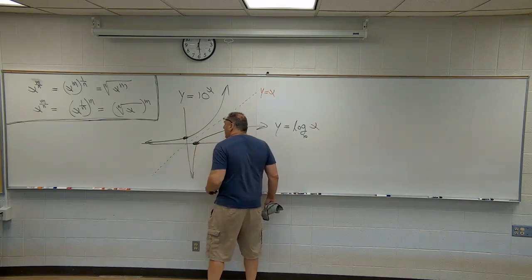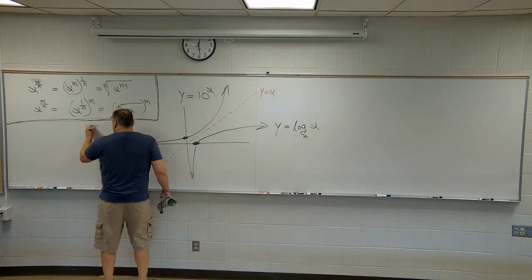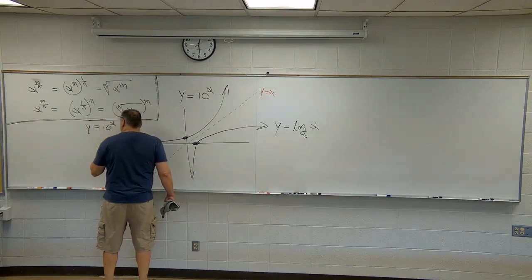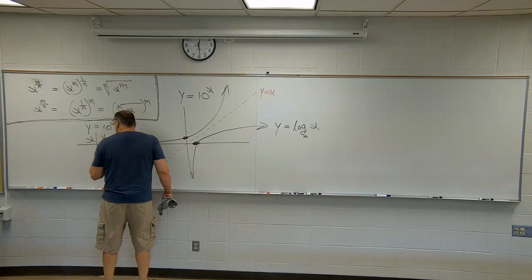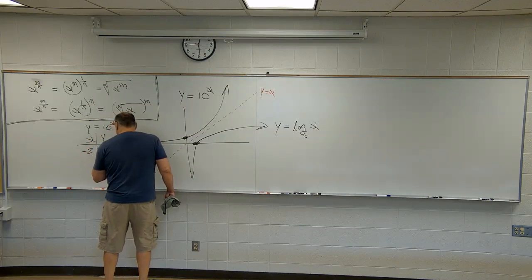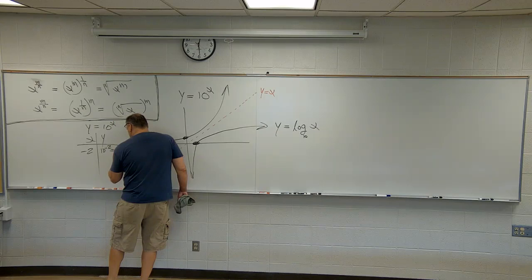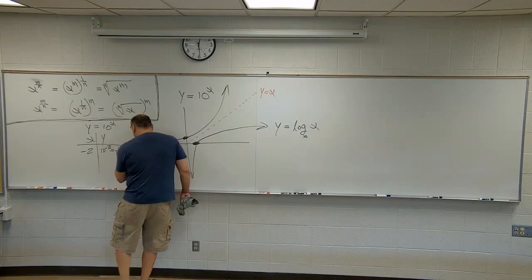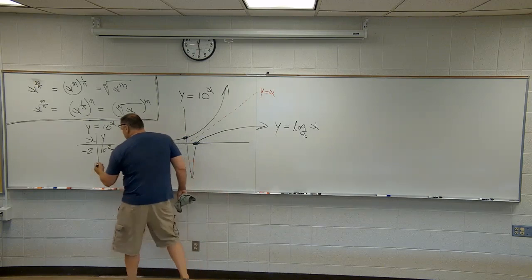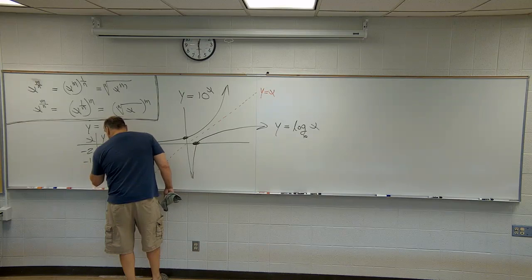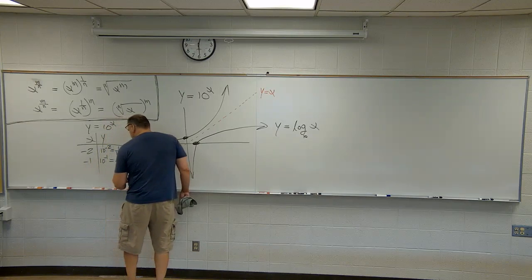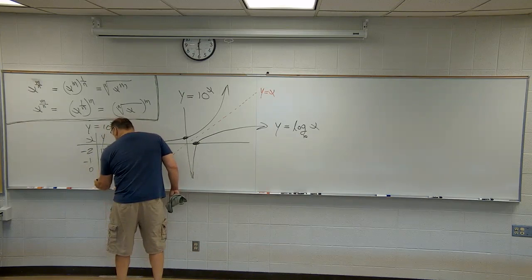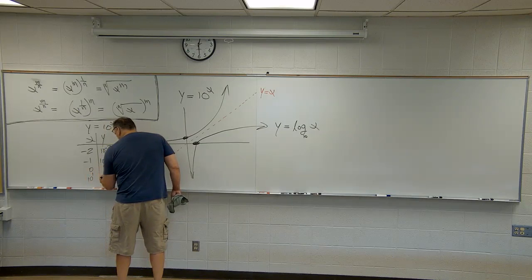Again, I want to make this really clear, you guys. When I say to you y equals 10 to the x, if you put a negative 2 here, 10 to the negative 2 is 0.01, or 1/100. That's 1 over 10 to the 2. You guys know this from our discussion of exponents. 10 to the negative 1 is 1 over 10. 10 to the 0 is 1. 10 to the 1 is 10. 10 to the 2 is 100.